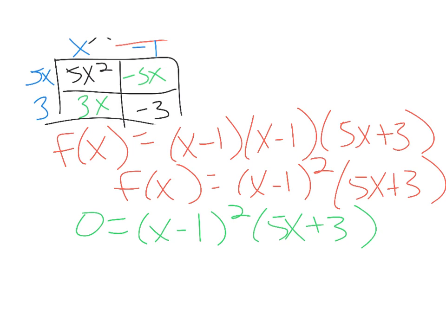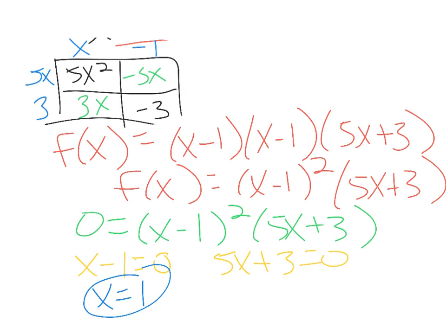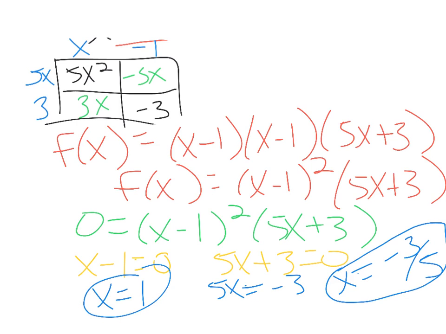So I would write my equations, x minus 1 equals 0 and 5x plus 3 equals 0. Solving both of those equations, I would get that my first zero is x equals 1. And on this equation, subtract the 3, get 5x equals -3. Divide by 5, x equals -3/5. So my zeros of this function are 1 and -3/5.